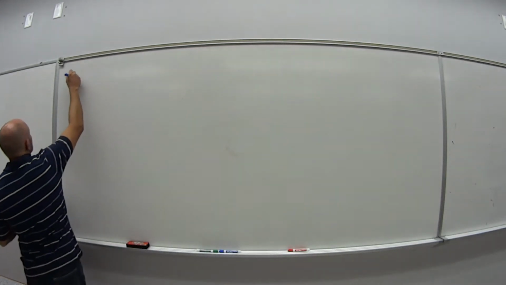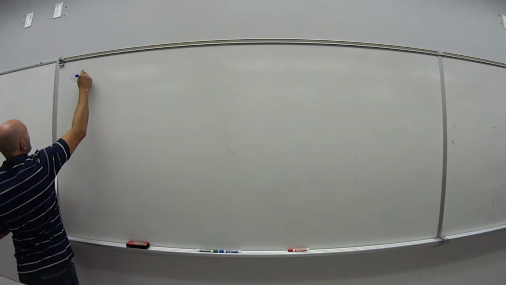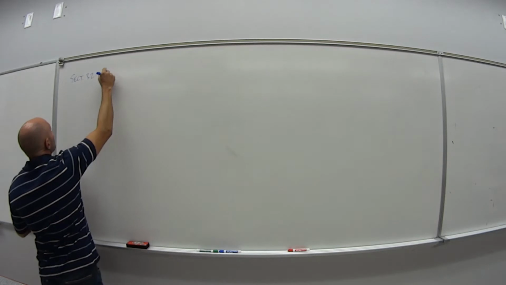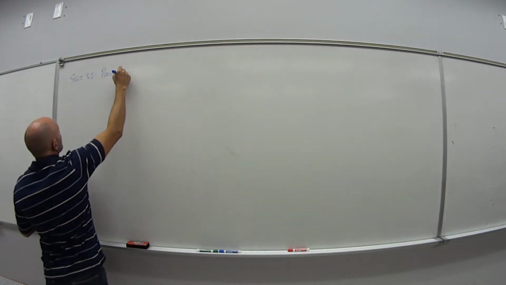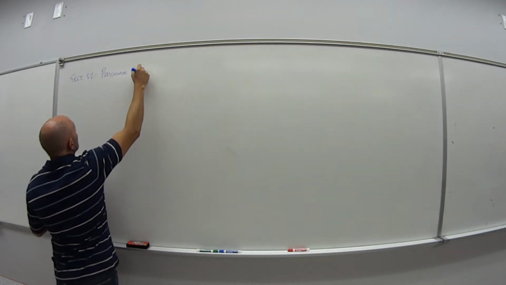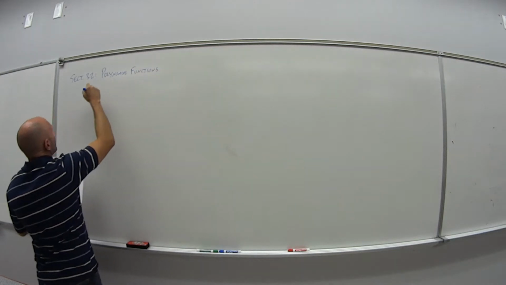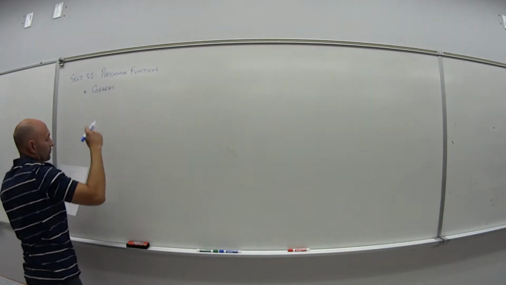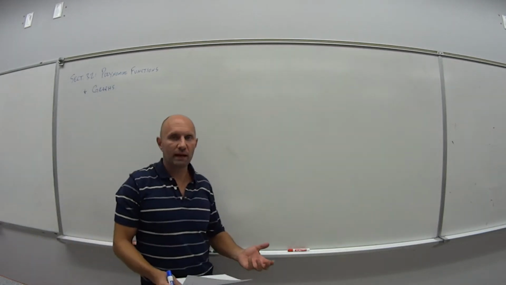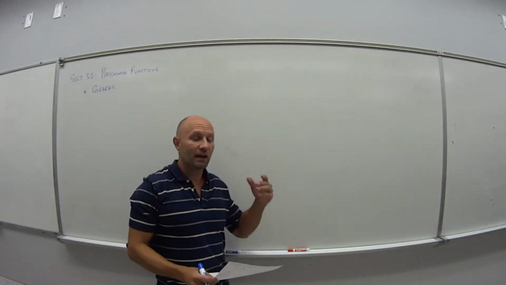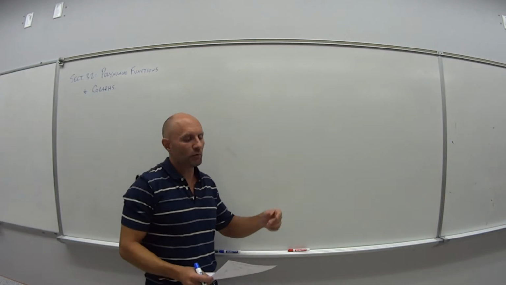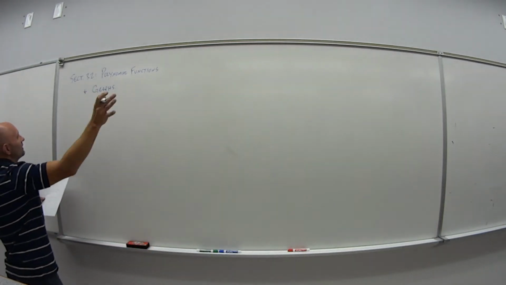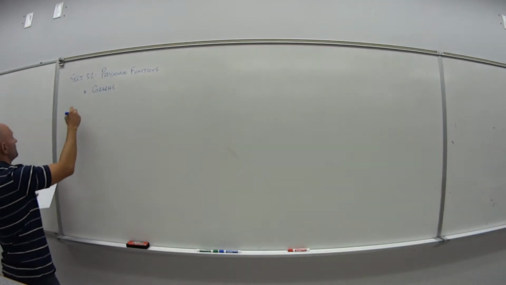So for section 3.2, this is polynomial functions and graphs. So in 3.1 we looked at the quadratic function, just a specific type. X squared is going to be a parabola pointing up or down. Polynomial functions means that it could be x of any degree.